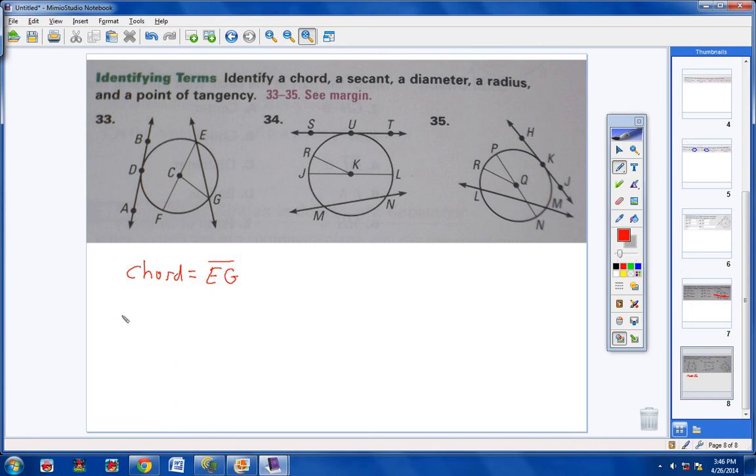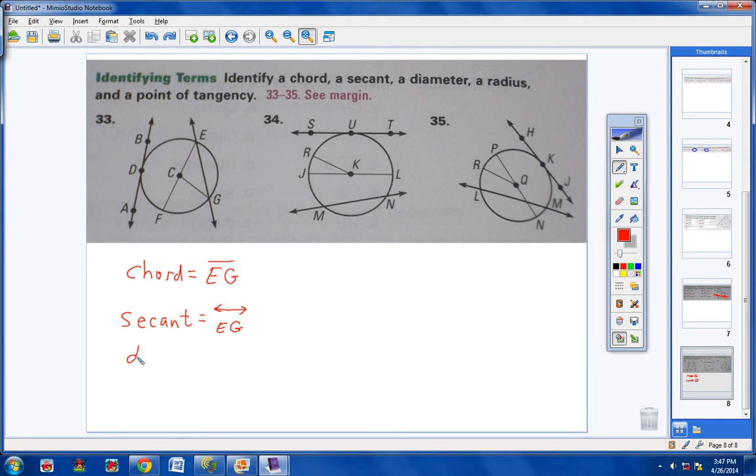All right, let's identify a secant. A secant is a line that goes through the circle and intersects it in two places. So I would say line EG. Notice it's not a segment. I put a line right here. Line EG would be a secant line.